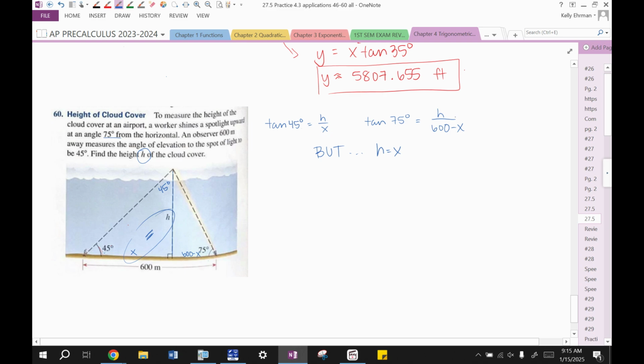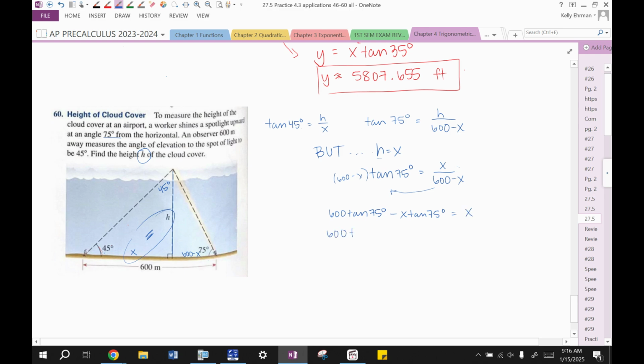But here, the tangent of 75 degrees, instead of h over 600 minus x, I can sub in x because h is equal to x. That's nice because this gives me an equation that only has one variable and I can solve it. So I'm going to solve it by multiplying 600 minus x over to the other side. So 600 tangent of 75 minus x tangent of 75 equals just x left over here. Same thing we've been doing. Get your x's on one side.